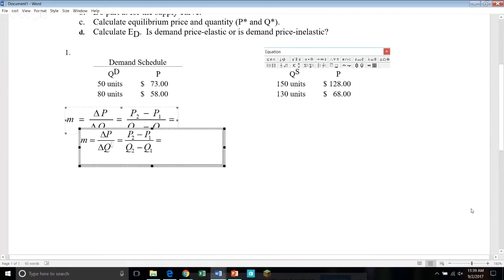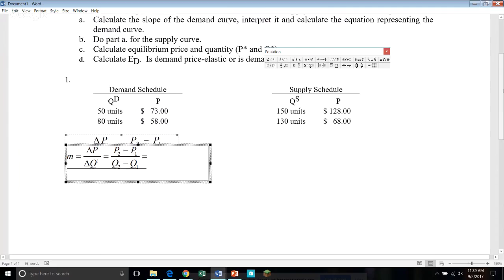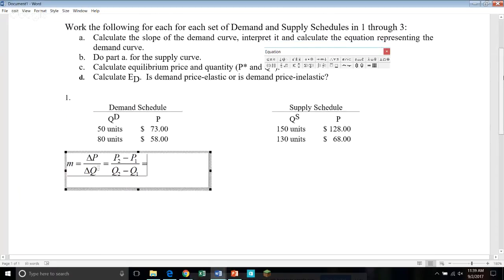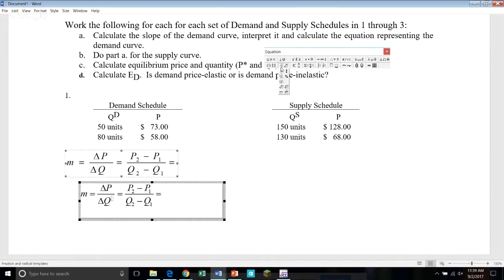Now, calculate the slope of demand here for part A. Part A says to do 3 things: calculate the slope of the demand curve, interpret it, and calculate an equation representing the demand curve. So we're going to do that here. And please don't mind me while I'm typing this stuff in place. Just try to follow along.